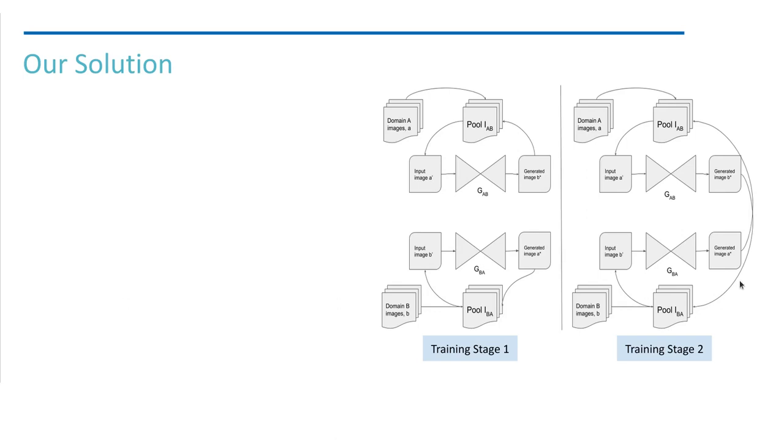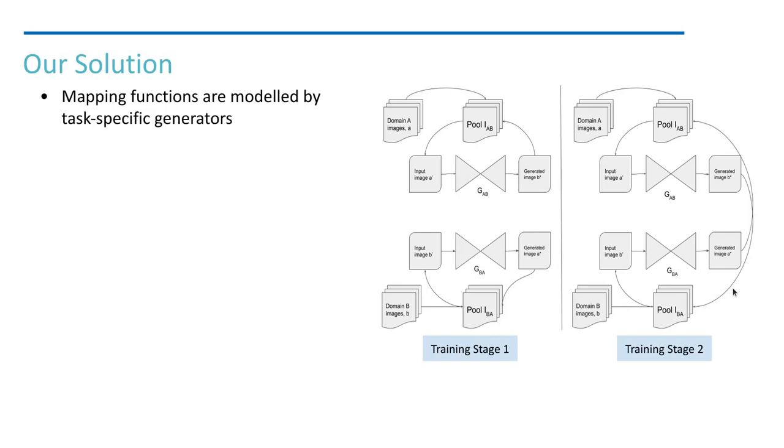Our goal is to learn two mapping functions modeled by two generators to translate an input image from one domain or the source to the other domain or the target and vice versa, such that the generated image follows the distribution of the target domain. For guided image generation, we use conditional GANs.